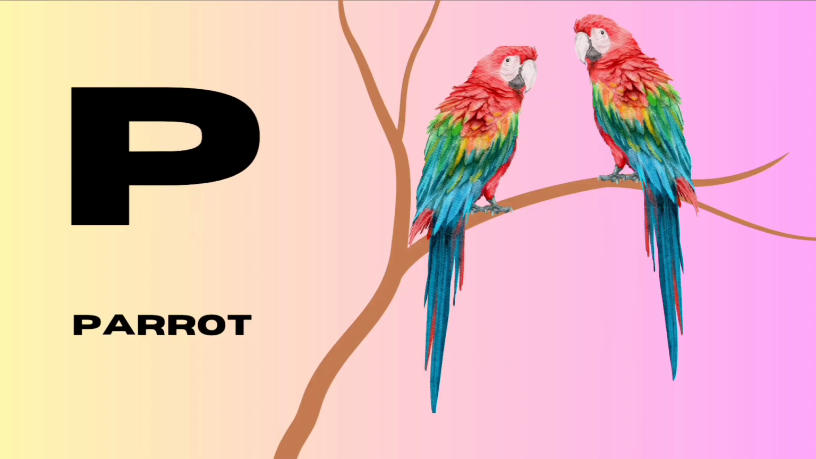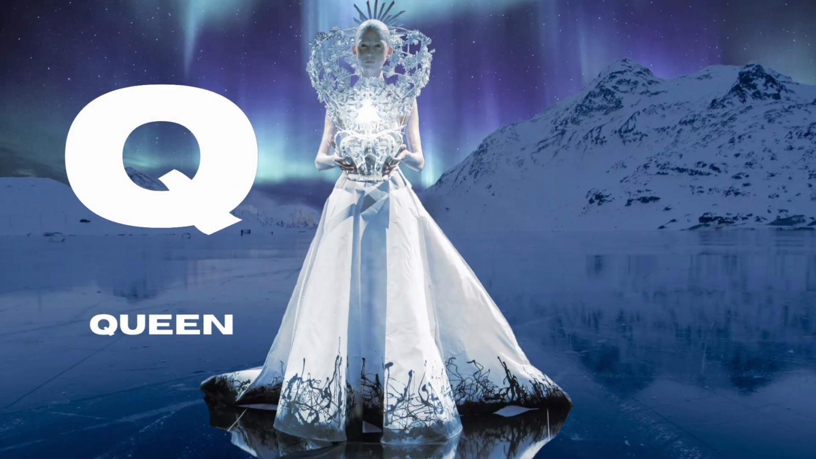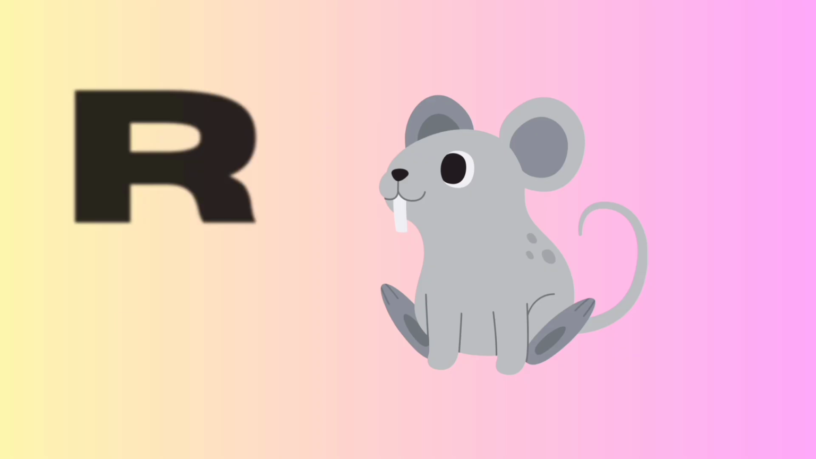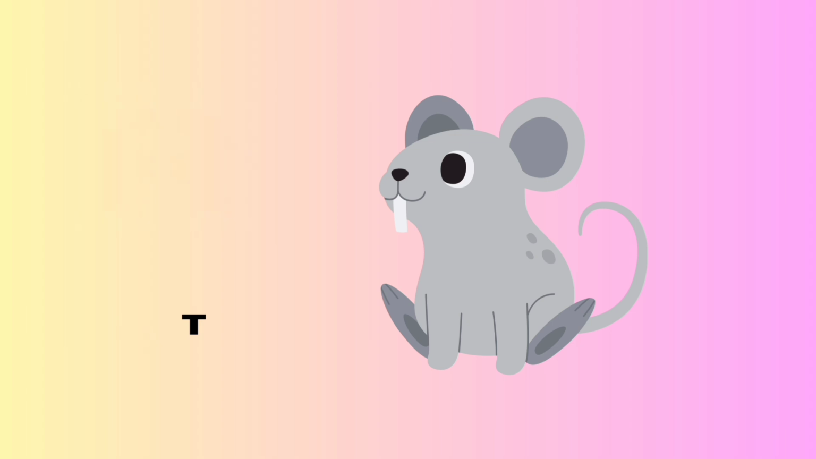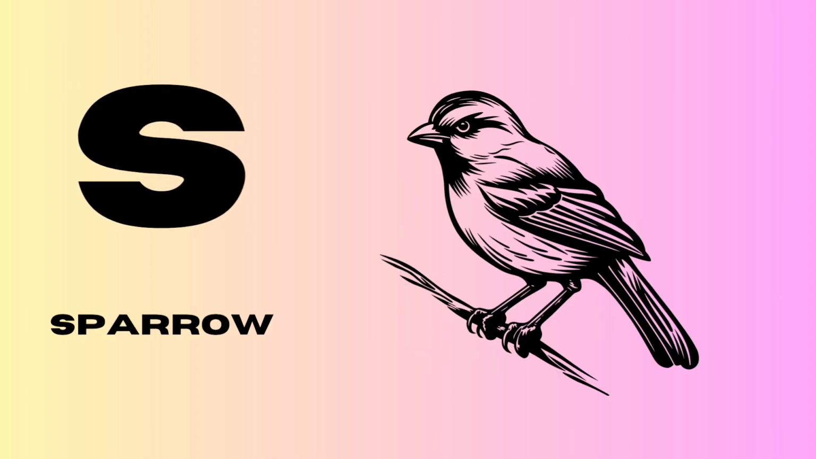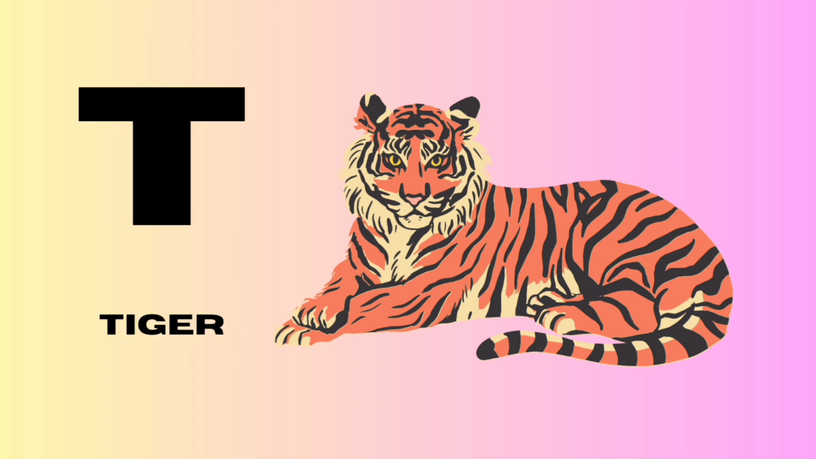P for parrot. Q is for queen. R for rat. S for sparrow. T for tiger.